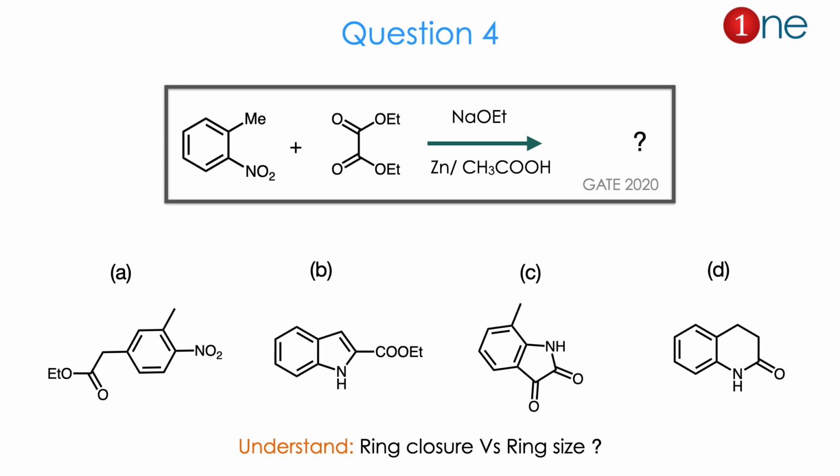Whether the aromaticity is established means B. Aromaticity is not established in C. D means 6-member ring formation. So here the question is really about ring closure versus ring size. The answer is B. Let us see how.